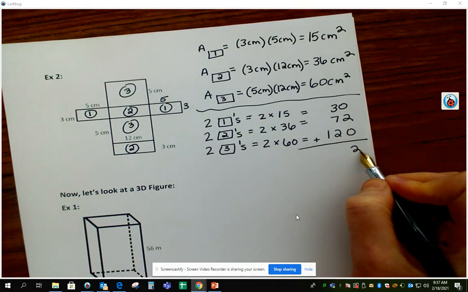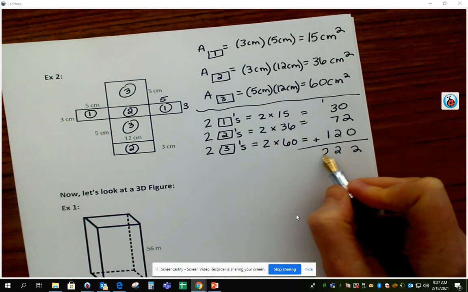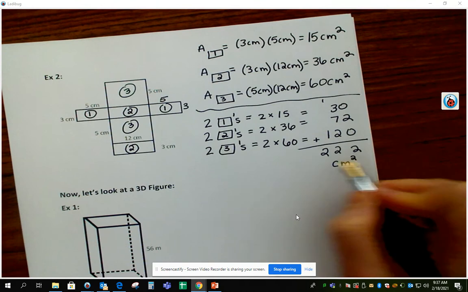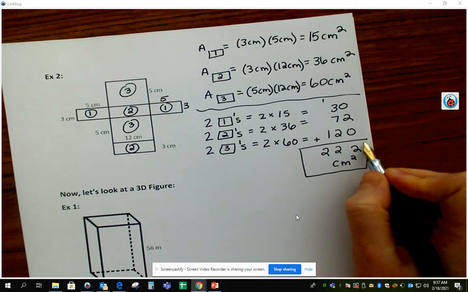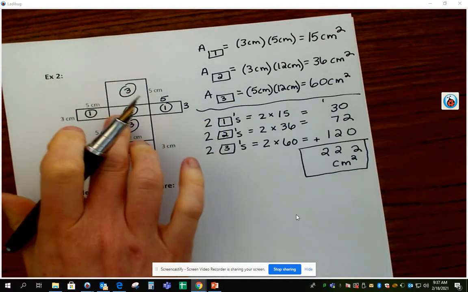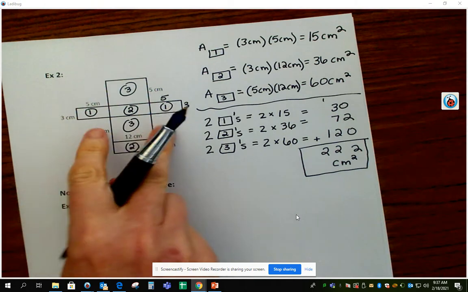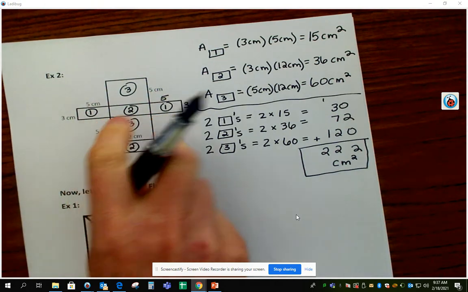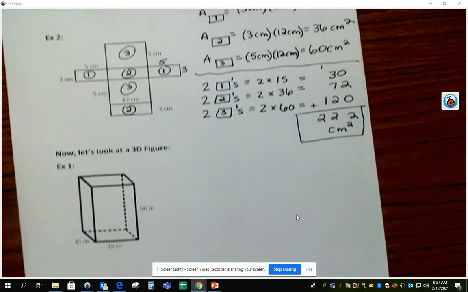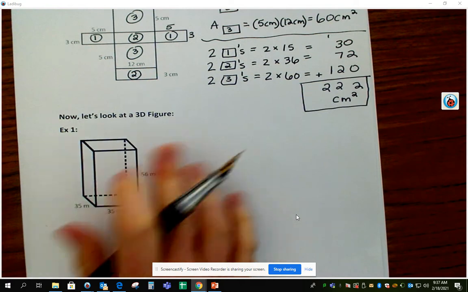So 2, 12, 1, 2. So 222 centimeters squared would be my final surface area. So again, it's just adding up all the surface areas. And if you do it this way, grouping ones that are alike, you don't have to calculate area for every single one. Okay?